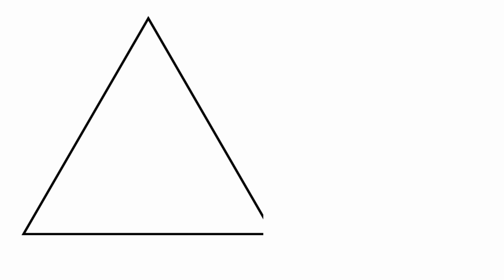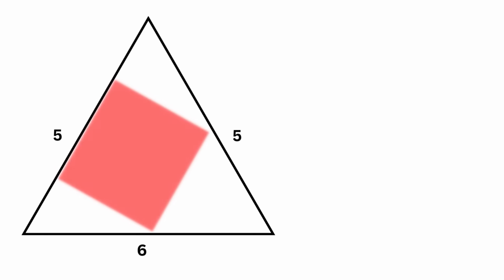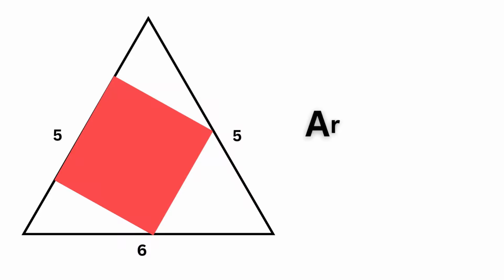We have an isosceles triangle with the base of 6 and the legs of 5. Then, inside the triangle, we inscribe a square, so that one side of our square is touching the left leg of the isosceles triangle, and the other two vertices are touching the right leg and the base of the triangle. The question is, can we calculate the area of this red square?